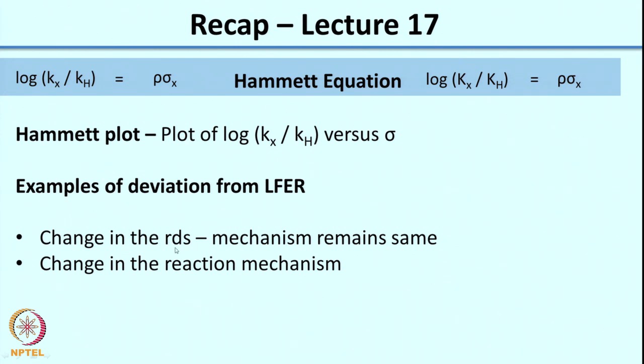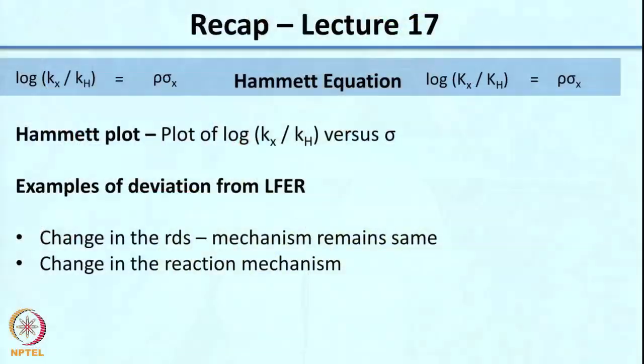So what happens is when you have an electron releasing substituent, one particular step becomes the rate determining step, whereas when you switch it to an electron withdrawing substituent, it's another step which becomes slower. The other example we had seen is when the mechanism itself completely changes because of a change in the reaction mechanism. So these were the two things that we saw.